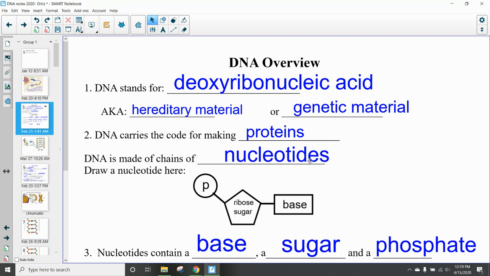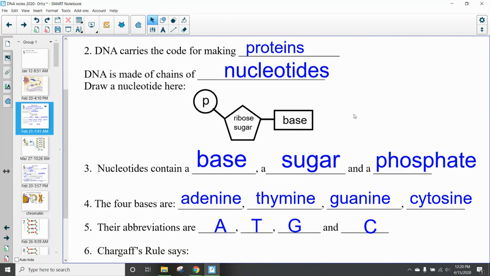DNA itself is made up of nucleotides. So it's a bunch of small atoms that form molecules, and those molecules form larger molecules, such as a nucleotide. A nucleotide contains a phosphate, a special type of sugar called ribose, and one of four bases, which again, you kind of learned a little bit about in the video. So nucleotides contain a base, a sugar, and a phosphate. There are four bases: adenine, thymine, guanine, and cytosine. We abbreviate those using A, T, G, and C.